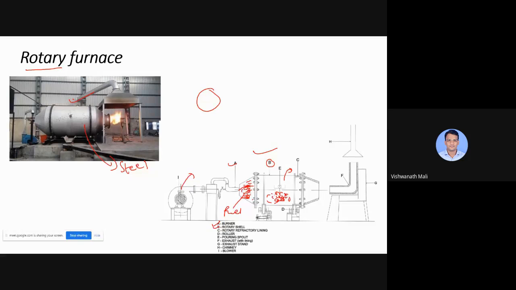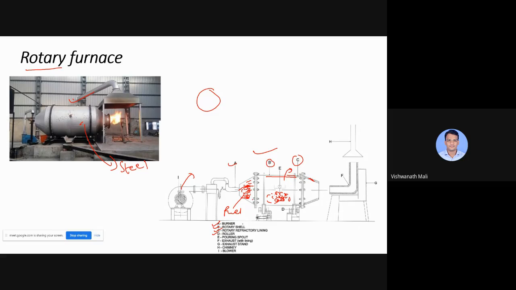Due to the rotating action, what happens? Whatever the composition is, it will get properly mixed. Right? Now the C part you can see. This is a crucible. After the steel, there are crucible walls to sustain that heat. This is the rotary refractory lining, that is, the crucible walls.